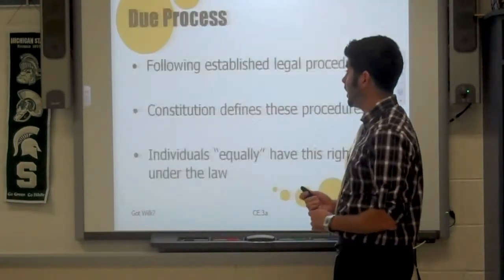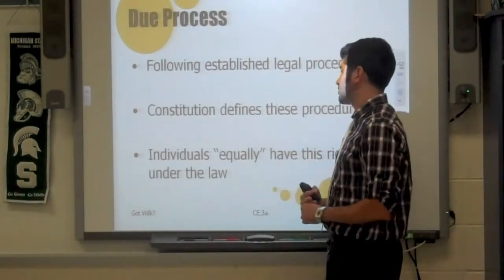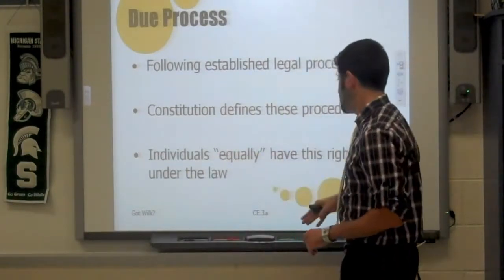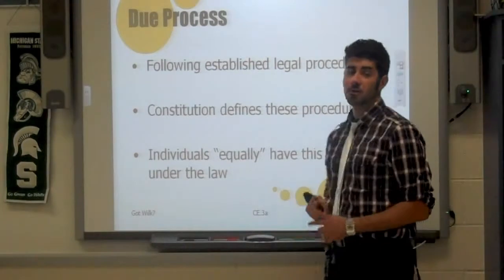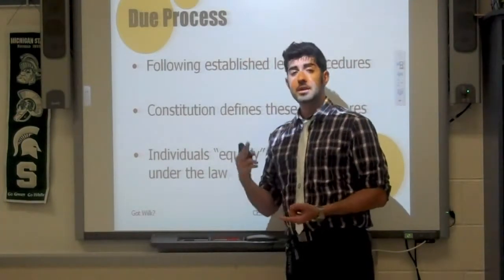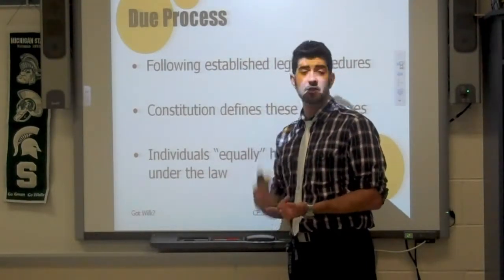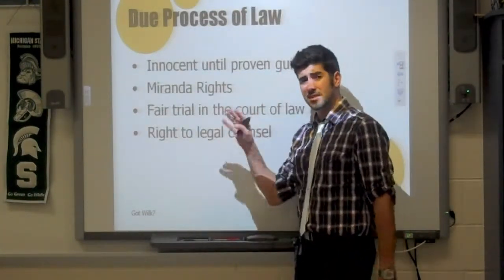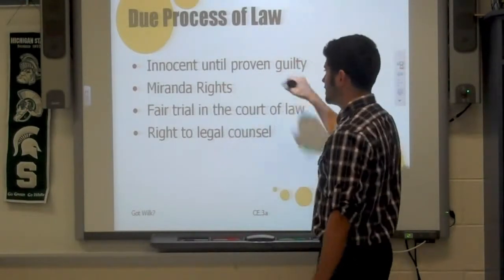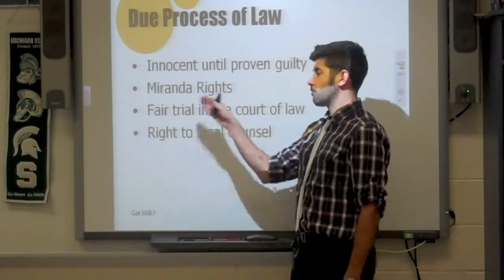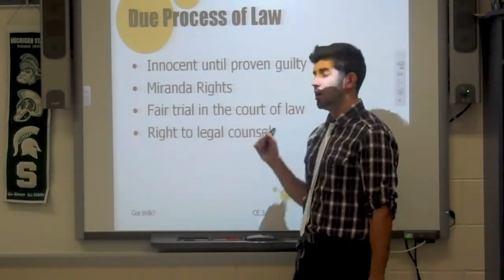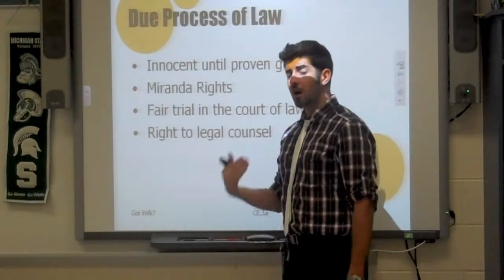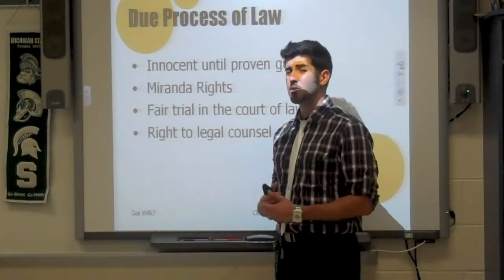Now, the due process of law is established legal procedures, and the Constitution outlines this due process in the 5th Amendment as well. It says individuals equally have the right under law, no matter who you are, your nationality, your religion, your creed, your ethnicity, whatever it is, you are all equal under the law. Some of these rights include, and this is just some of them, the idea that you're innocent until proven guilty, your Miranda rights, a fair trial in a court of law with a jury of your peers, and the right to legal counsel even if you cannot afford one. All these are just parts of this whole idea of the due process of law.